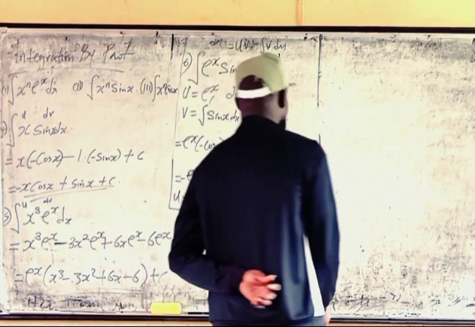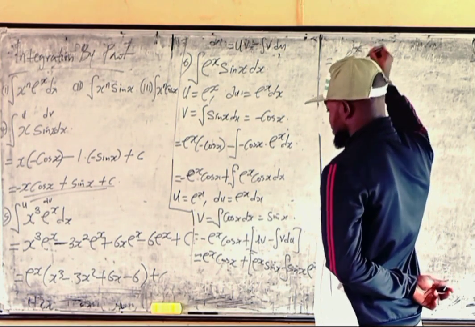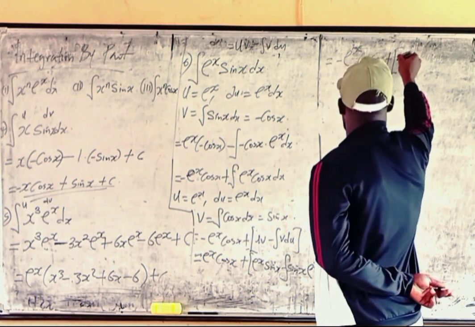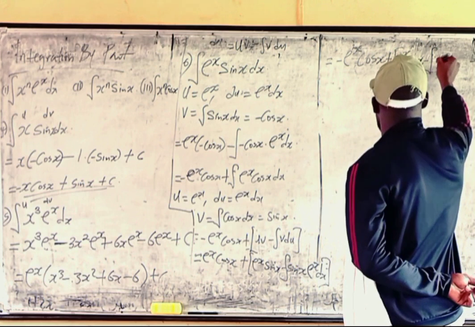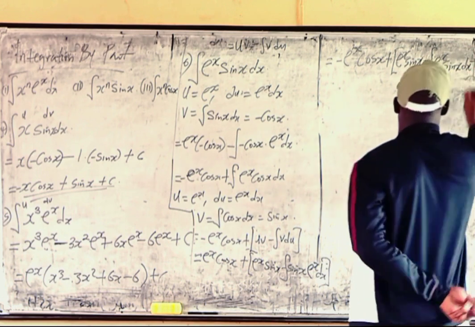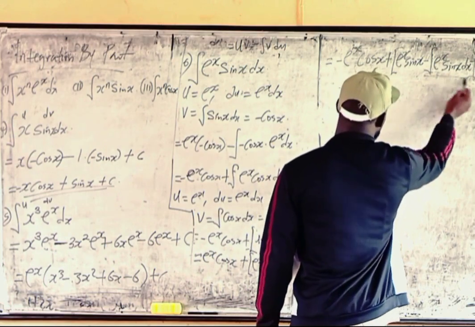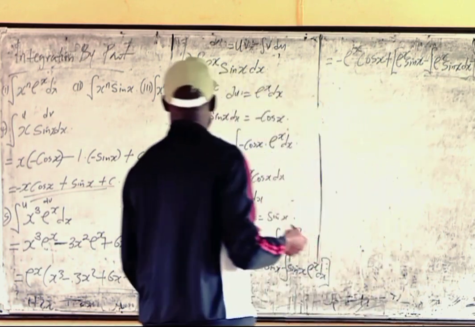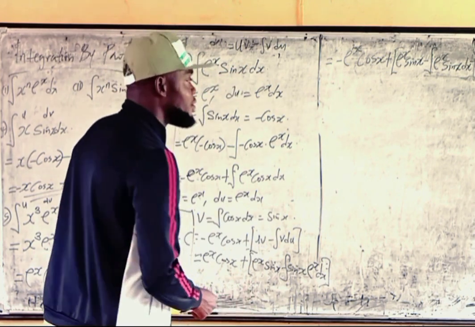So let's simplify everything. We have minus exponential x cos x, then plus bracket exponential x sine x, then minus integral exponential x sine x dx. That's what I now have. Now if you check this very well, it is the integral of exponential x sine x dx. Now check the question we are solving: integral exponential x sine x dx. That's how we have it for this case.